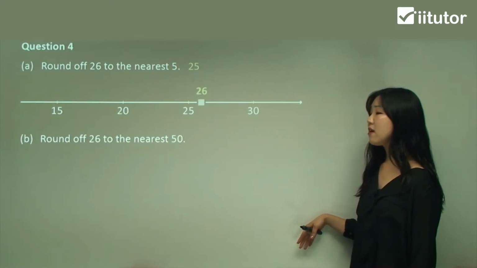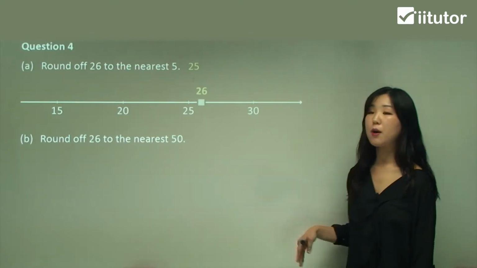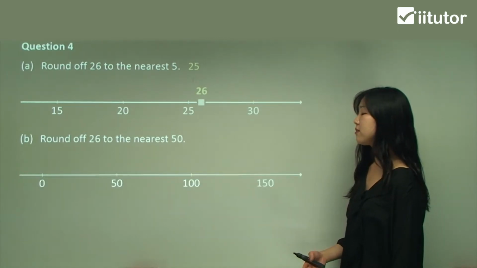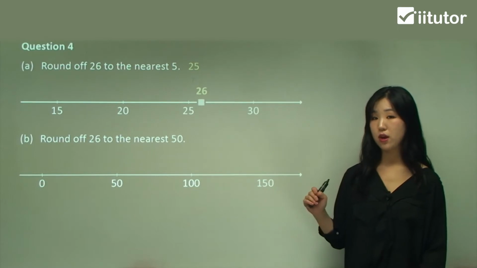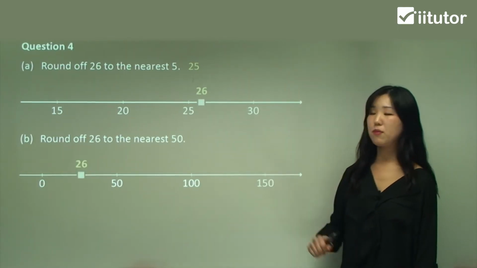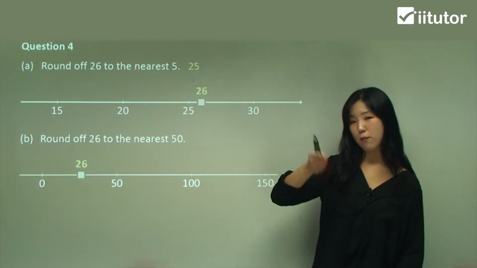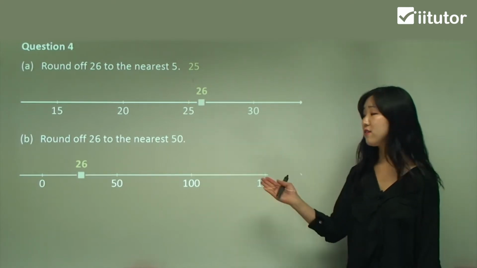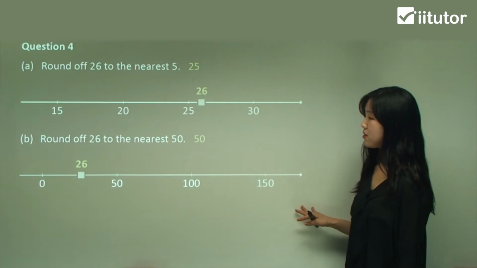Now B, round off 26 to the nearest 50. So we're going up by 50. So 50, 100, 150, etc. So 0, 50, 100, 150, these are the intervals that we're going to be looking at. Now 26 is right between 0 and 50. Between 0 and 50, the midway point is 25, but 26 is a bit more than that, so therefore it must be closer to 50. Okay, so that's how the number line always helps.